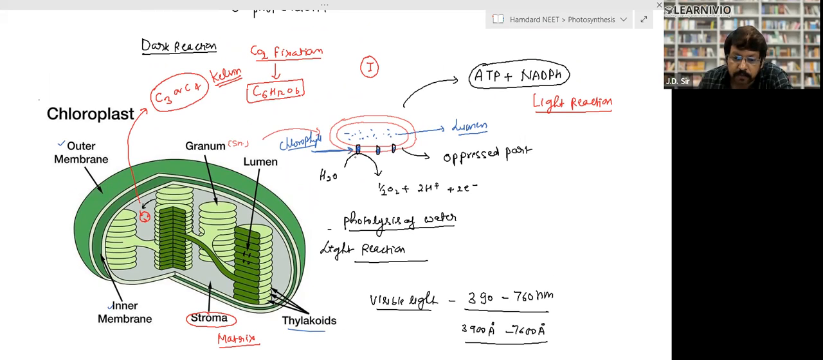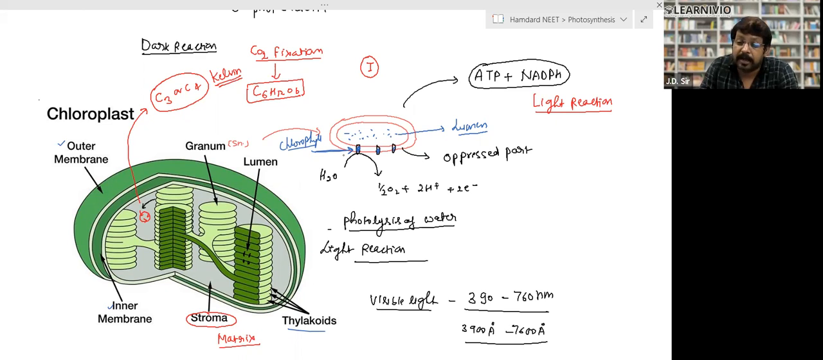So here the water molecule breaks down. That is called photolysis, right? This reaction takes place with the help of light, so the breakdown of the water molecule takes place over here. This is called light reaction, and it takes place where? In grana, on the surface of the thylakoid.